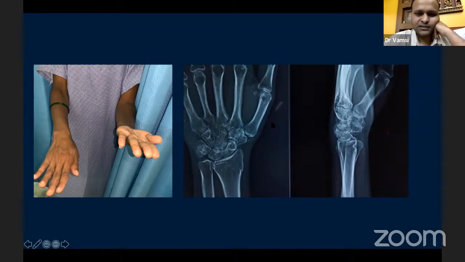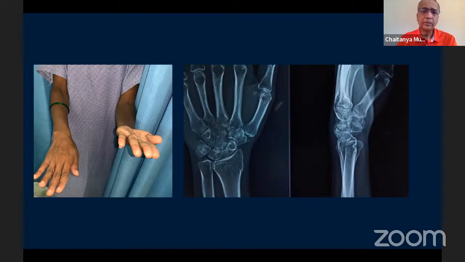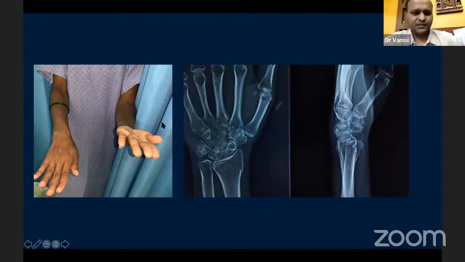So these are X-rays. Dr. Chaitanya, you want to comment on this? How is the profundus function? The profundus, all fingers are fine, sir. How is the ECU and the FCU? ECU, I think there is a deformity. I don't have the image. The dorsal ulnar prominence is not that prominent, it's lost its prominence.